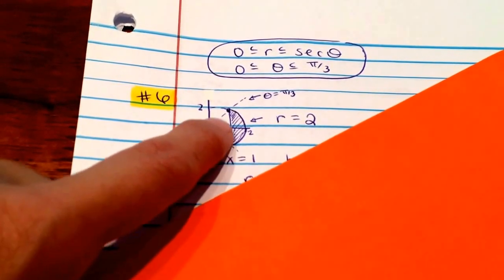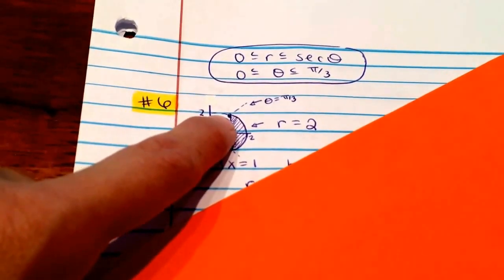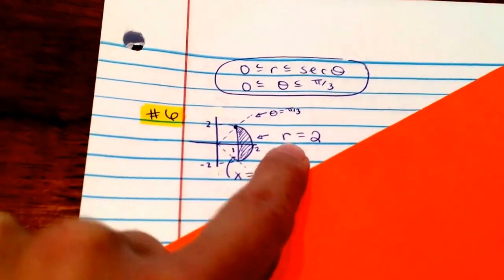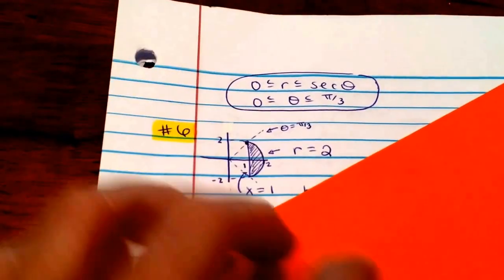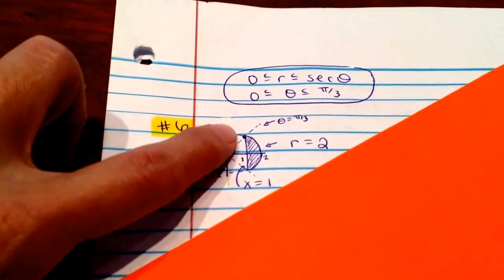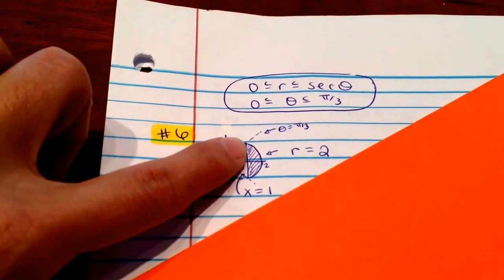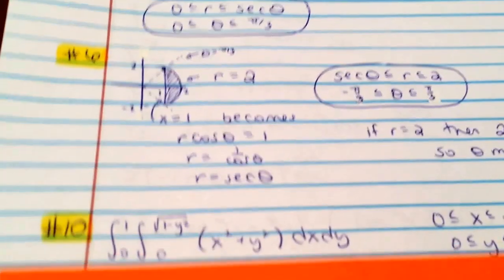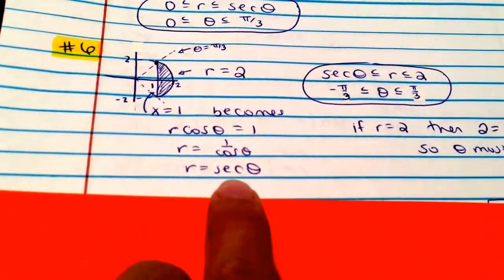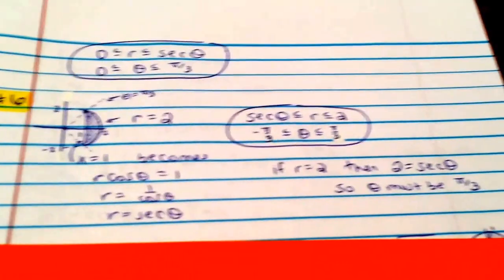Here you're not on the unit circle anymore. You're on a circle of radius 2, so your r is now 2. On the unit circle, your r is always 1. But this is not the unit circle anymore. This is a circle of radius 2. And then here, this vertical line is x equals 1. So that's all the pieces. So down here, x equals 1 becomes this. Same thing as before, r is secant theta.